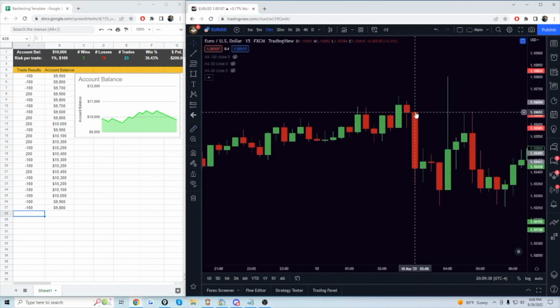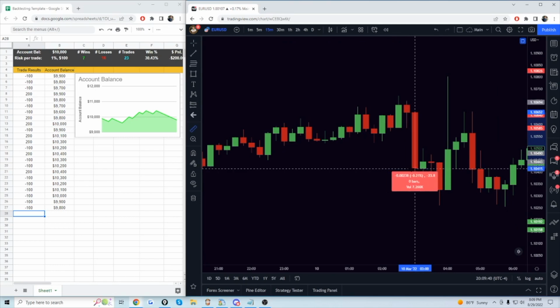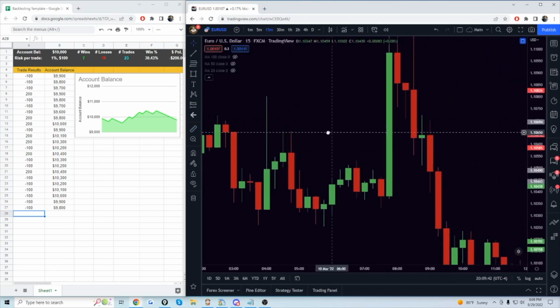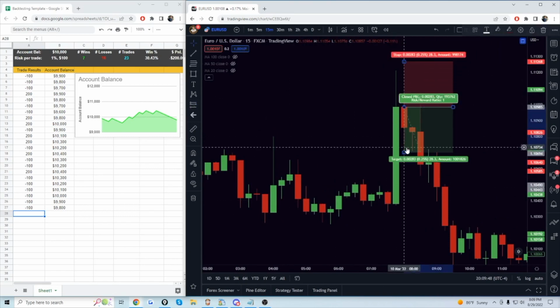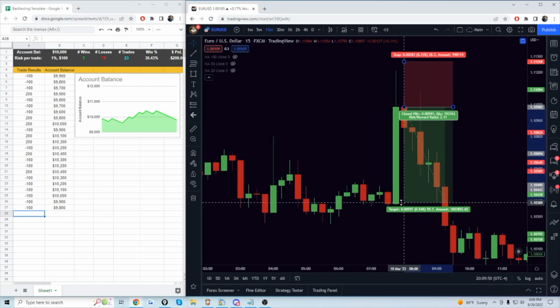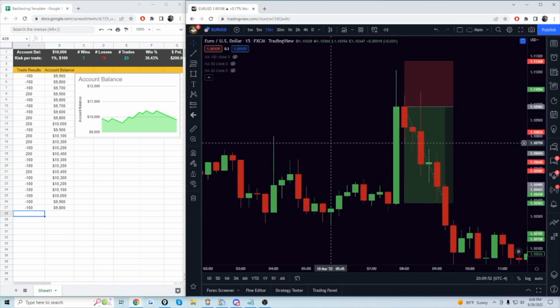I'm not here to show you just perfect, everything-works-perfectly strategies. This is the reality of trading. It's hard to find strategies and develop edges and stuff like that. It's not as simple as sometimes it may appear.